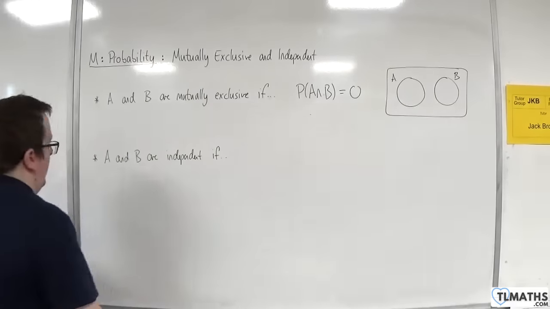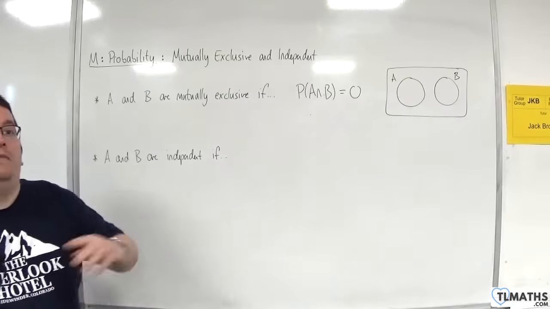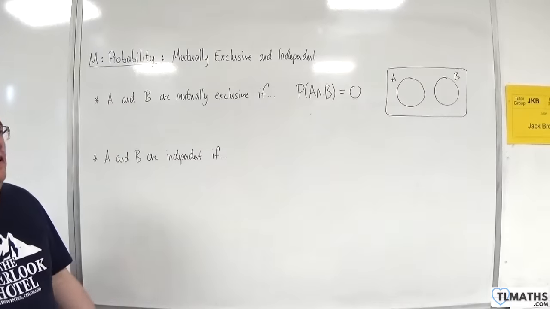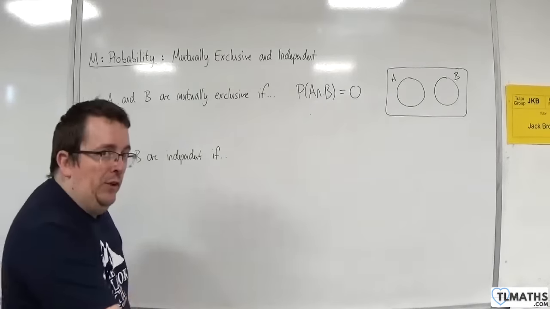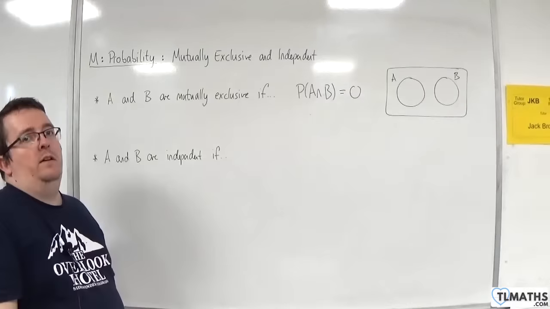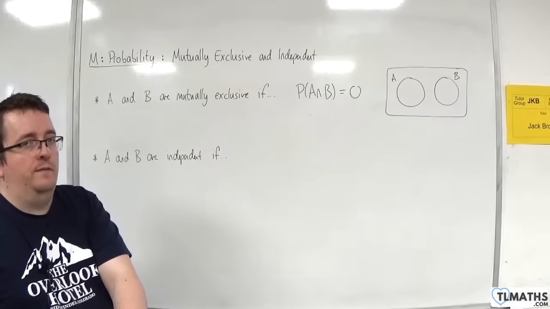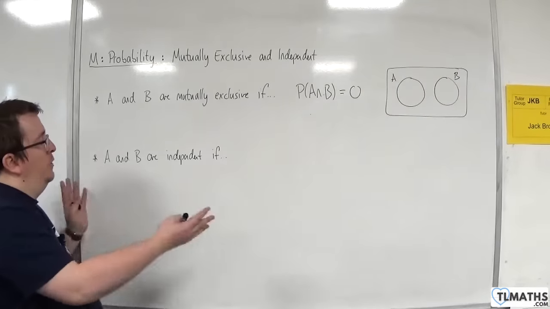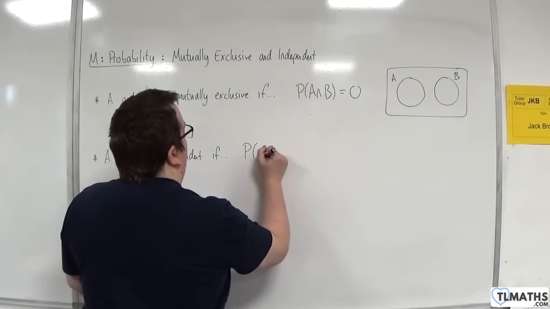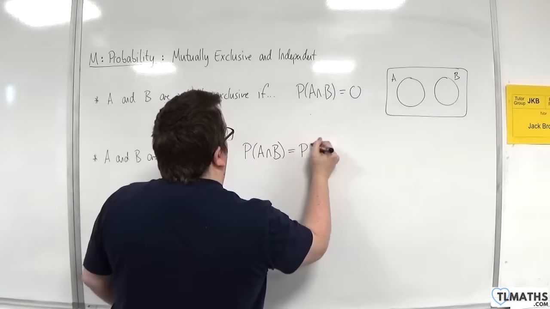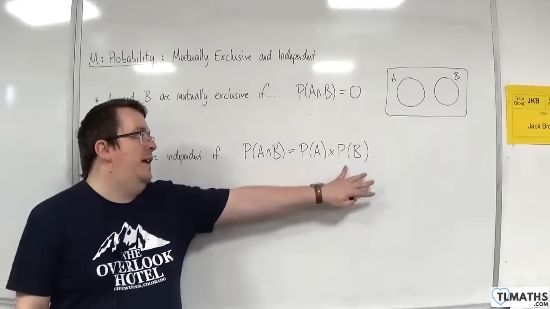Now, A and B are independent if event A does not affect the probability of event B happening, and vice versa. So they have no effect upon one another. So it's like drawing an ace from a pack of cards and rolling a six with a fair die. One event is not going to affect the probability of the other event occurring. So how can you write that down? Well, actually, if A and B are independent, then the probability of A intersection B is equal to the probability of A times the probability of B. That is if they are independent.